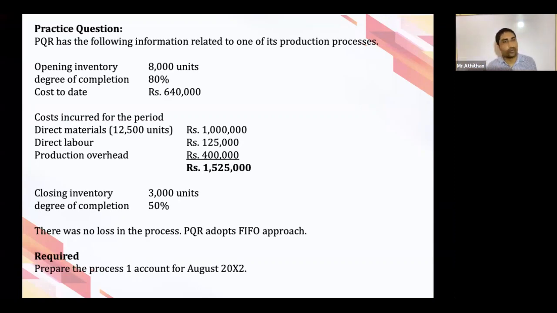Right. So let's read the question. It's a practice question. PQR is a manufacturer that has the following information related to one of its production processes.